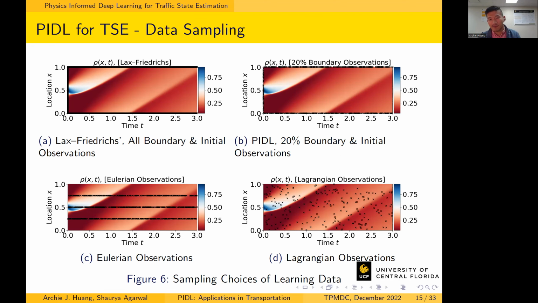And in subfigure D, this Lagrangian observation setting implies a data sampling scenario where we probably have data transmitted from connected vehicles. So now we see those marks are scattered everywhere, so they can come from many locations not predetermined, and they can be sampled at all timestamps as well.